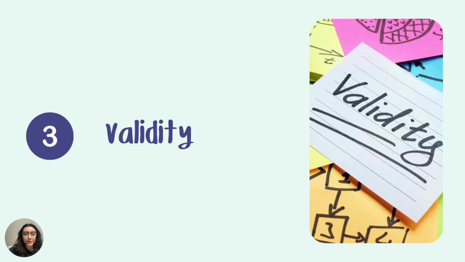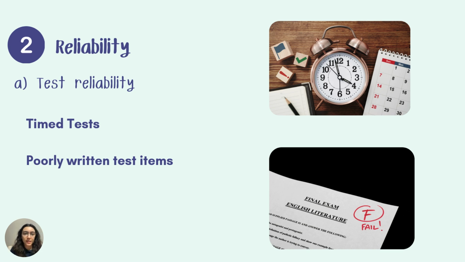The next one is test reliability. So some students, they don't really perform well with timed tests. This is an issue for reliability. And also if your items are poorly written, this is also another issue for reliability. Like the question itself is very vague, and when the students read it, they have different ideas. They all understand something different. So that's another issue.